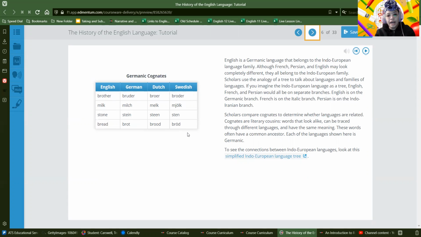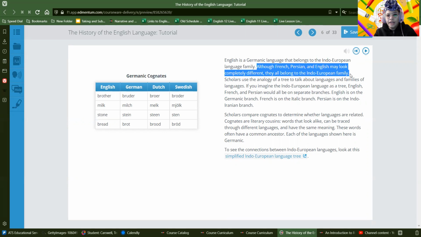So then they tell you about cognates, which is what this table is. Cognates are words that look alike. They can be traced through different languages to an origin language, and they have the same meaning. So English, German, Dutch, and Swedish share a lot of words because they're based in the same grandfather language. Then they talk about how, although French, Persian, and English may look completely different, they all belong to the Indo-European family. And German does as well, since English is a Germanic language.